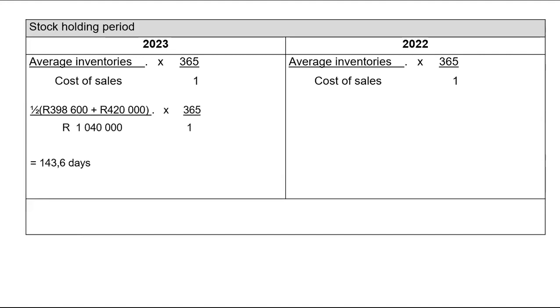Sometimes they will want it in months. So if they want it in months, you don't times by 365, you times by 12. Okay. For this year, we hold in stock for 143. We want this to decline, actually. We don't want to hold stock too much. And it makes sense why it's declining.